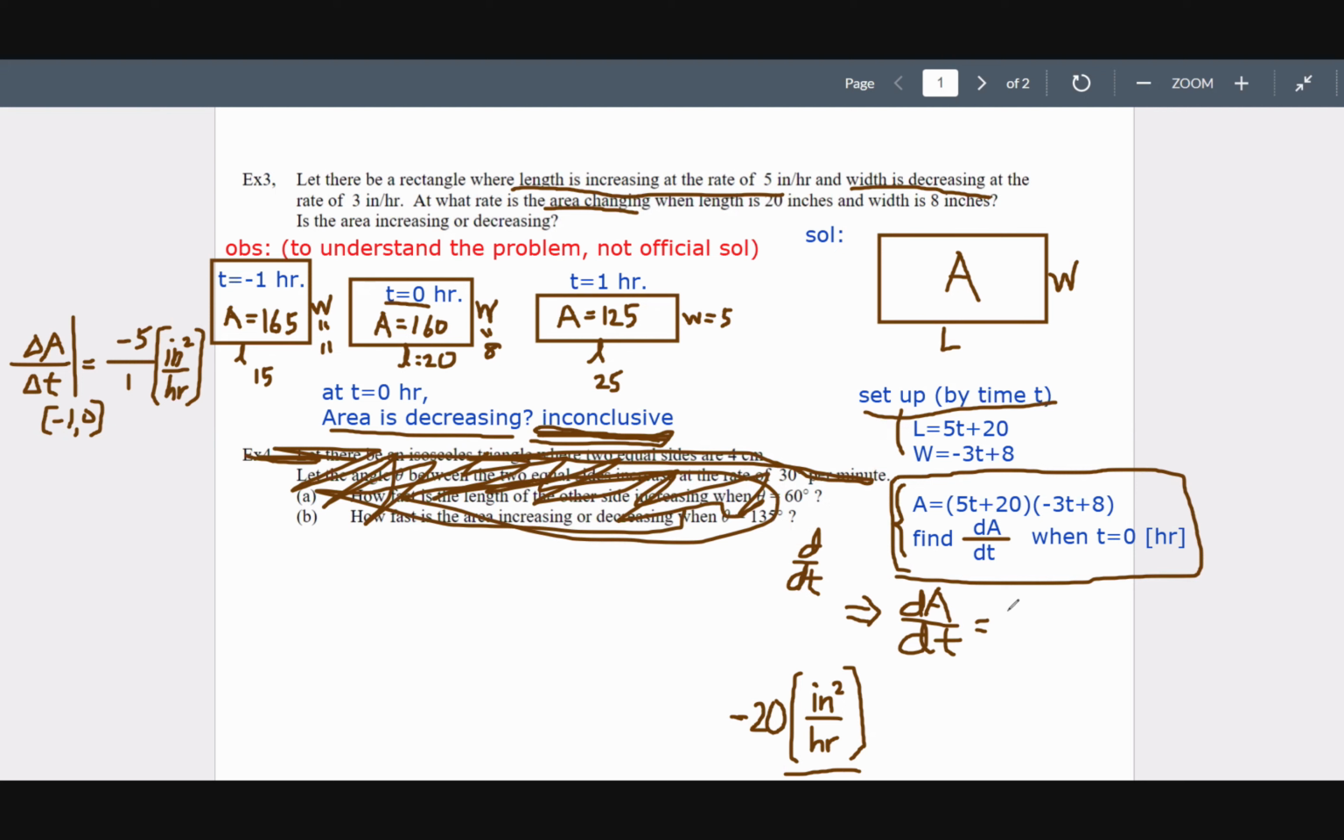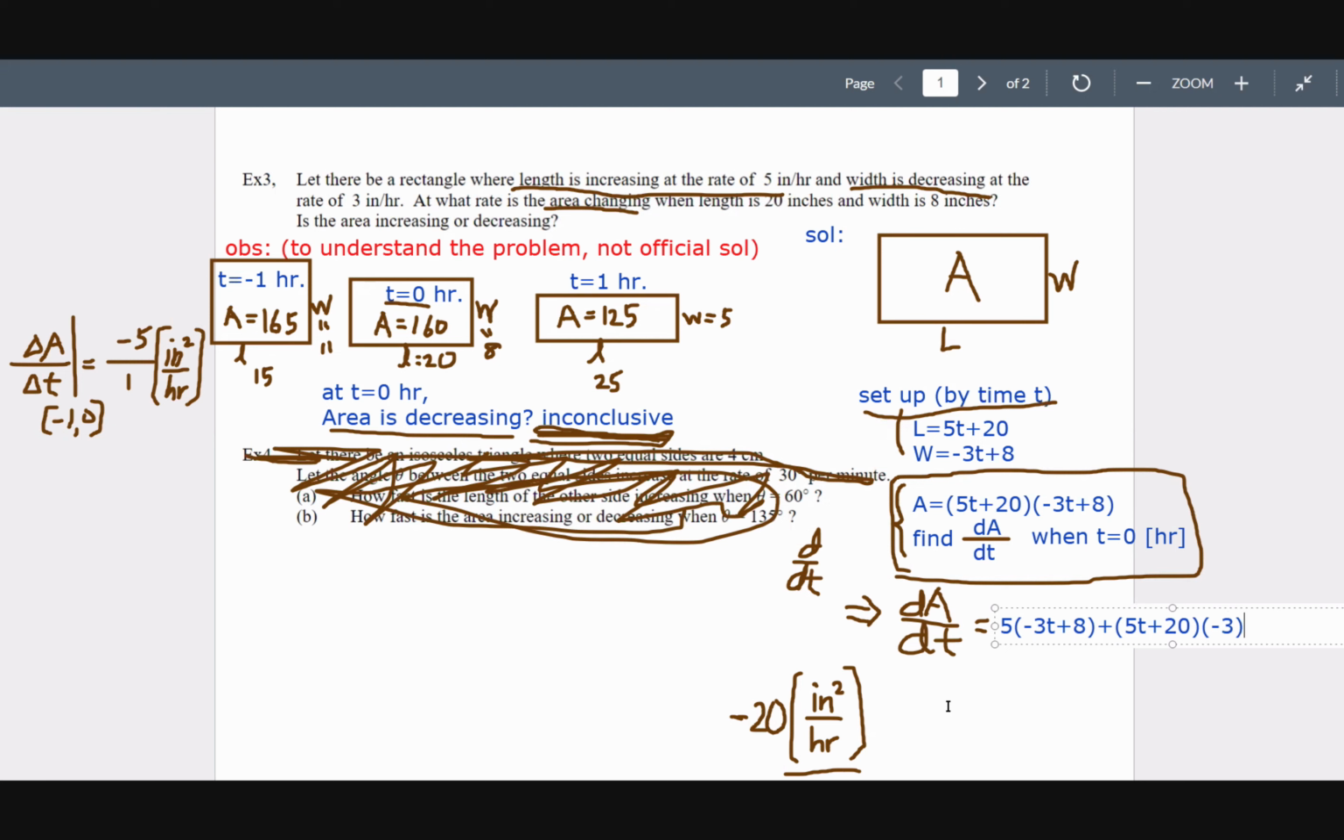If you apply the product rule, then we get f prime g, 5 times what? Minus 3t, and then plus 8. So let me write this down. I think I can type it in. If you take the derivative, this is what we get. We get 5 times minus 3t plus 8, then plus f g prime, 5t plus 20, and then times the derivative of the second factor, which is minus 3. You get this.